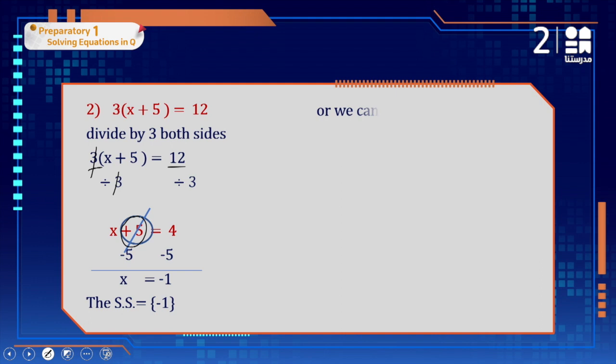The second way, we can distribute this 3. Let's multiply 3 by x and 3 by 5. 3 times x is 3x. 3 times 5 is 15. Then equals 12. I have two operations. I have multiplication between 3 and x, and I have addition for plus 15.